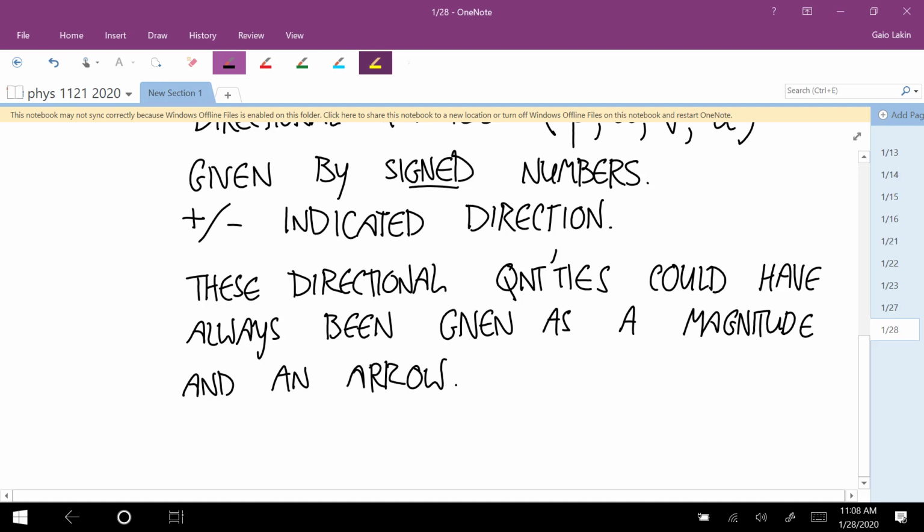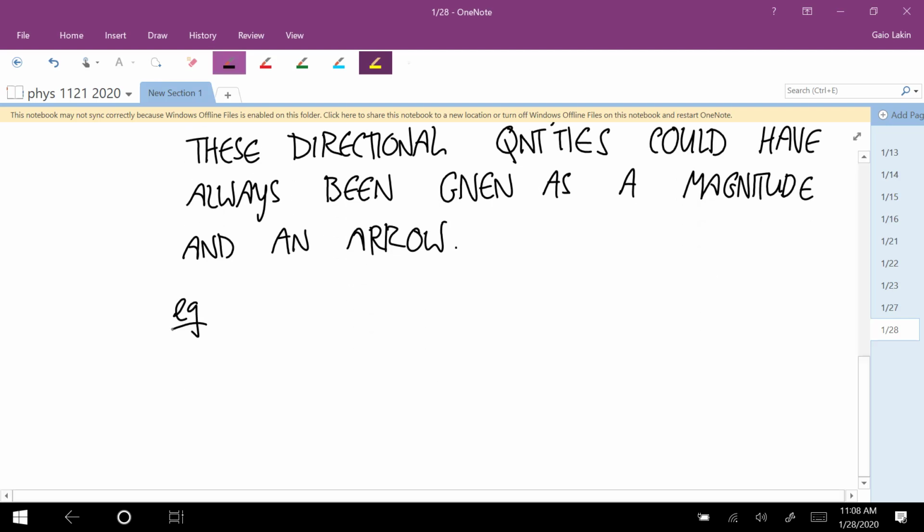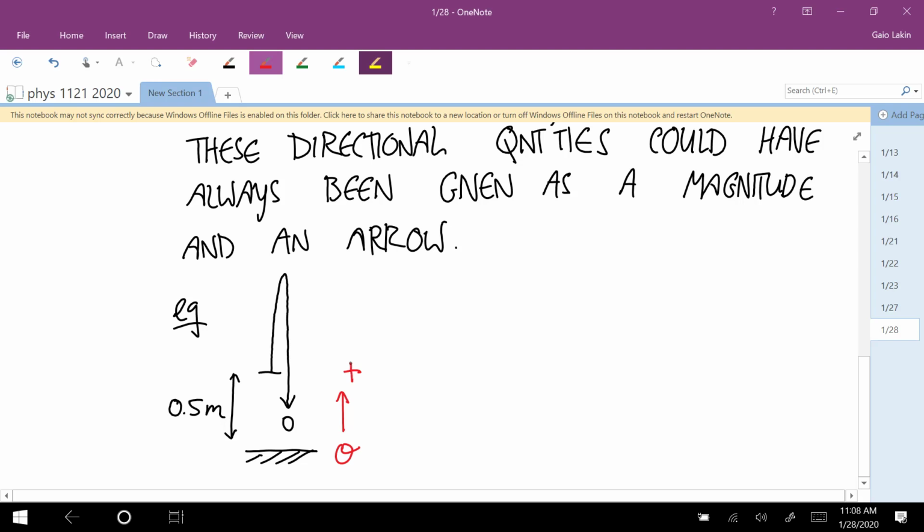Okay, so for example, if we have a problem where something starts at a height of 0.5 meters, and it's launched up into the air and then comes back down, we choose a zero position and a positive direction. Okay, and based on those choices, and this thing is in free fall, what's the acceleration of this object?